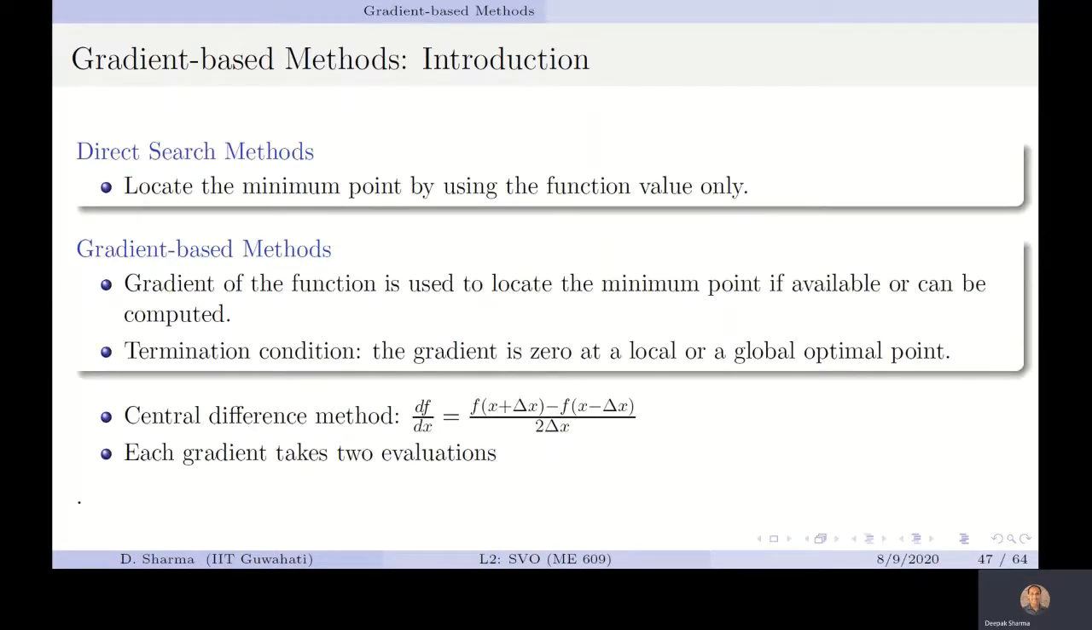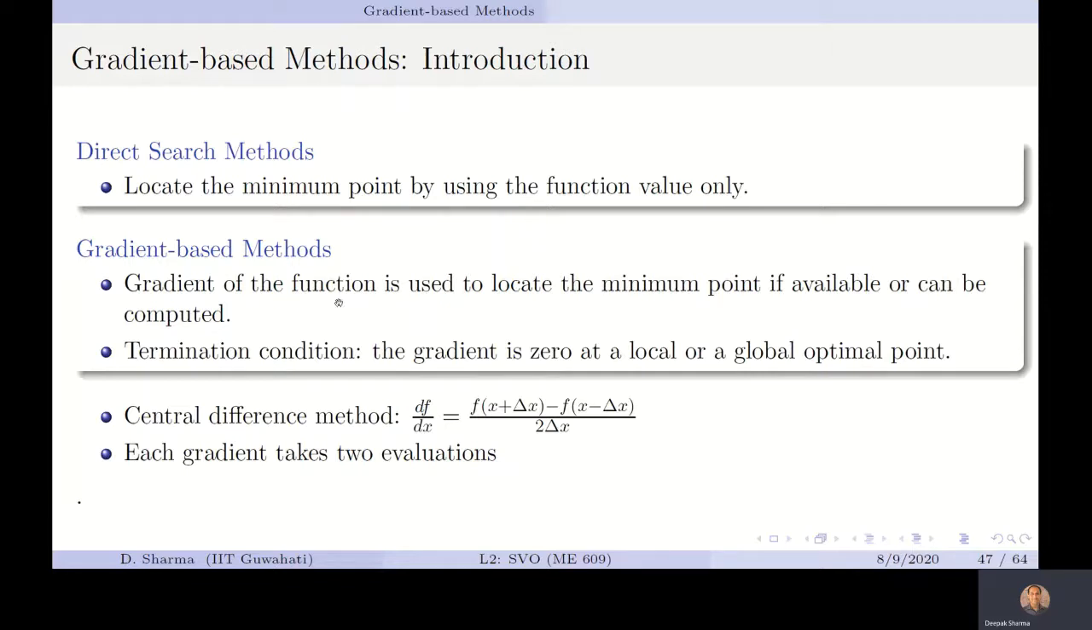Now we will discuss the gradient based methods. Till now, the methods which we have gone through are direct based methods. In those direct based methods, we locate the minimum point by using the function values. So whether it is bracketing methods or the region elimination methods, we always use the objective function value to locate the minimum. The gradient based methods generally need gradient information.